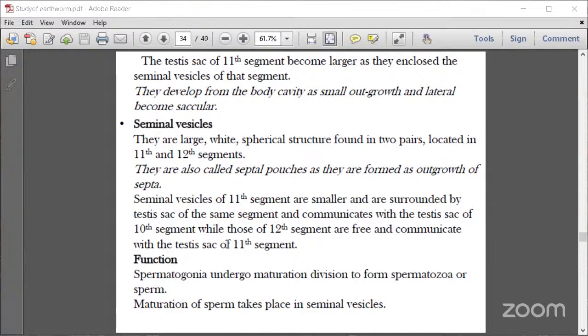And what is the function of this seminal vesicle? Spermatogonia undergo maturation and division to form spermatozoa or sperm. The maturation of sperm takes place in the seminal vesicle.